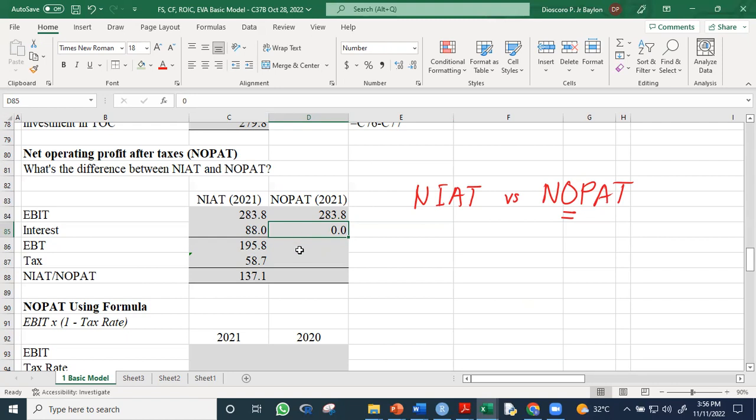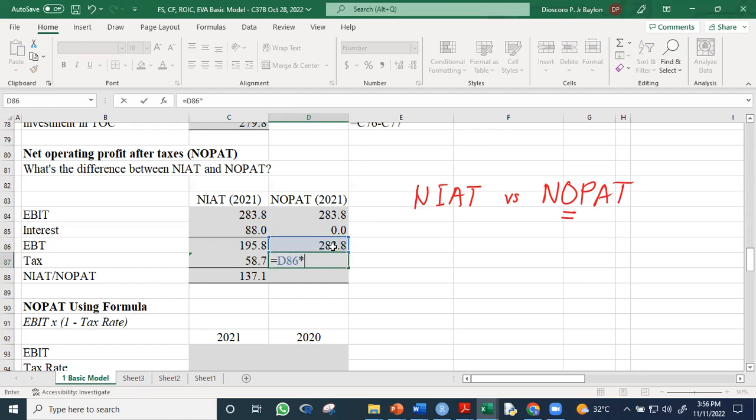All right? Therefore, our EBT will now be equal to your EBIT. Okay? Our earnings before tax will be the same as your EBIT. So our tax then will be 283 times your tax rate, which is 30%. Control Enter. Okay, and then we subtract.